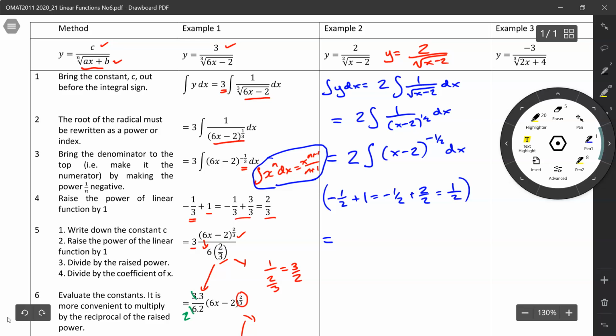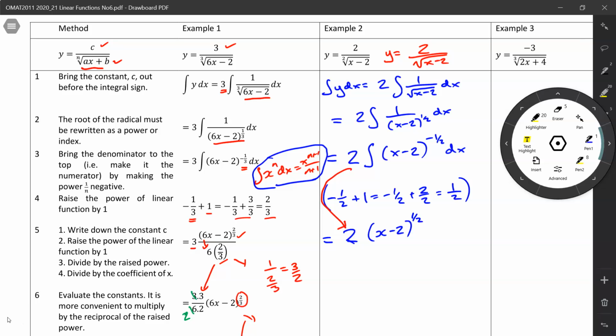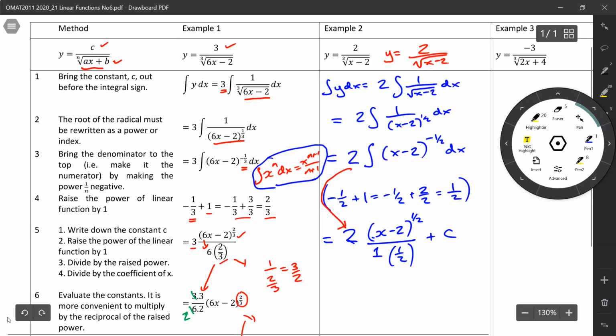So it's equal to 2 times, I write down the linear function x minus 2. So 2 is my constant, I just bring it down here. I write out the linear function and I bring it to the raised power. So I've raised the minus a half to plus a half. I divide by this raised power and I divide by the coefficient of x, which in this case is 1, plus my constant of integration.